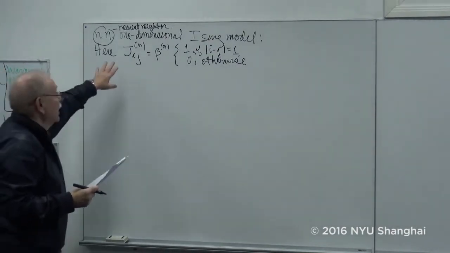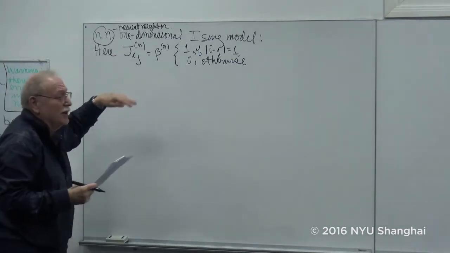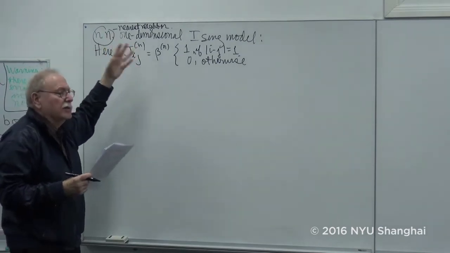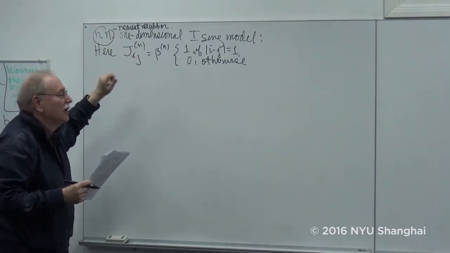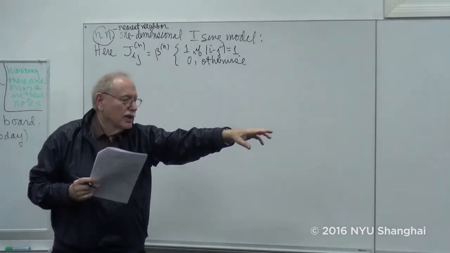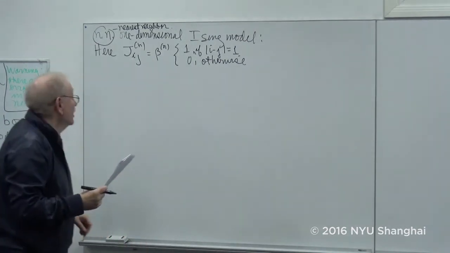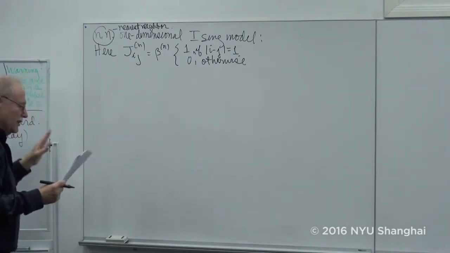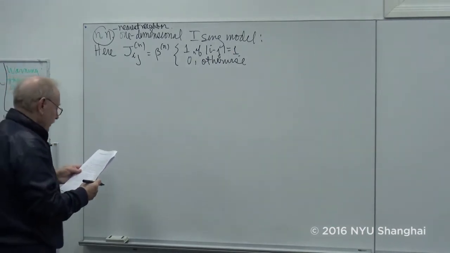Okay, so what we're going to do is basically the analog for this still pretty simple model of what we talked about for the Curie-Weiss case. There are some obvious differences, but that's roughly what we're doing.